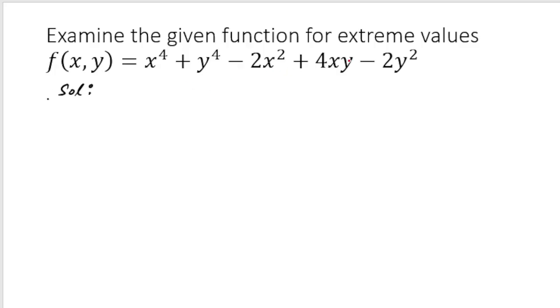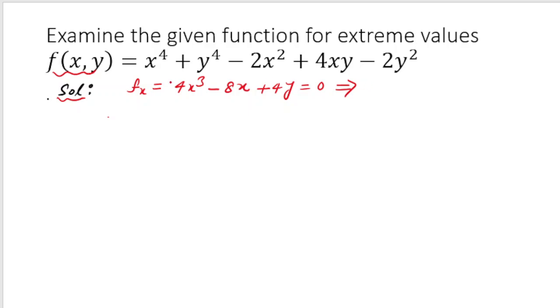Examine the given function for extreme values. Okay, so the function is f of xy is this. So what is the first step? Find f of x, the partial derivative. So x to the power 4 will give me 4x cube, this 0, so it will give me minus 8x, and 4xy will give me plus 4y, and that we have to put equal to 0. So if I simplify it for our convenience, I can take 4 common. So I will get x cube.